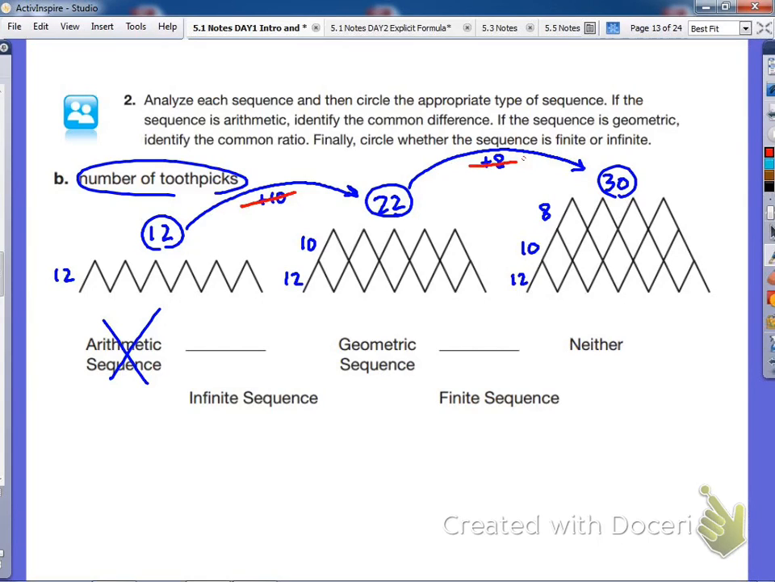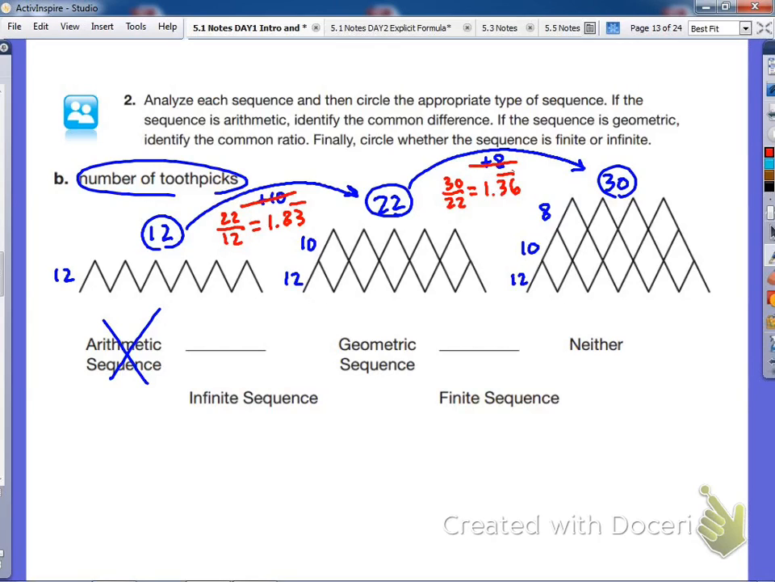Okay, so now finally I get some action out of you guys. What you have to do is take the second number and divide it by the first number. So what is 22 divided by 12? 1.8 and then 3 repeats, right? Yeah. Okay, good. Now what is 30 divided by 22? It's 1.36, and the 36 repeats, yes?